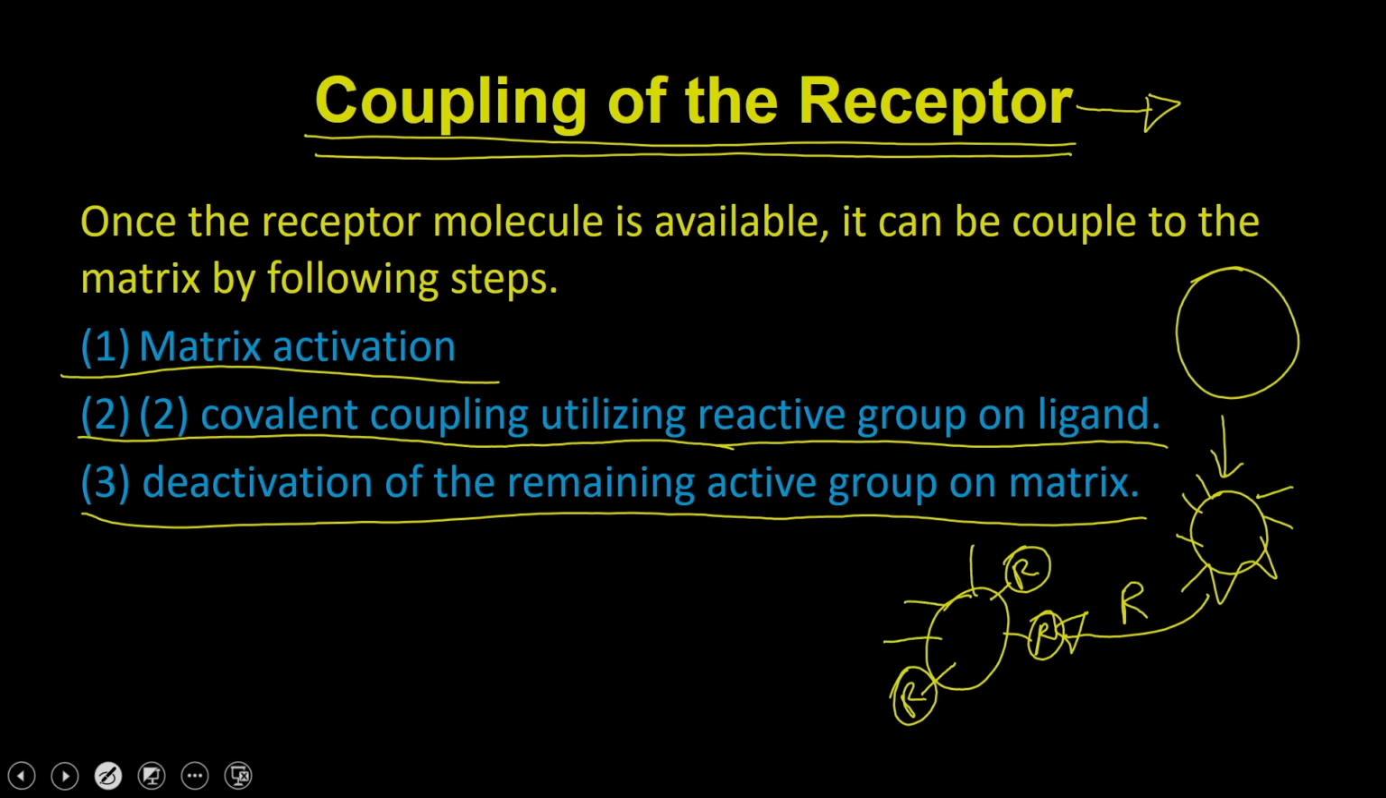But it actually has more functional groups compared to the number of receptors that will be coupled onto this particular matrix. So, you have to inactivate these functional groups so that they do not take up additional molecules present in the crude mixture, because if that happens then you are going to couple two different types of molecules. One is the receptor, the other is the non-specific molecule.